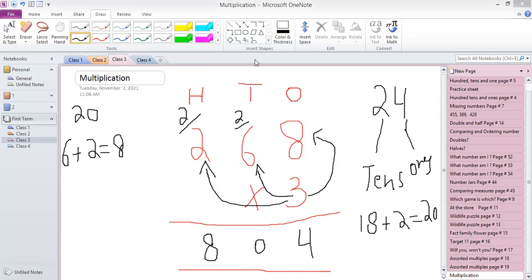Yes, sir. That's very good. So take out your notebook. We are going to do some multiplication questions in the notebook. I'm going to share a new screen with you. In the notebook, write the heading multiplication, date. Today is 2 November 2021.